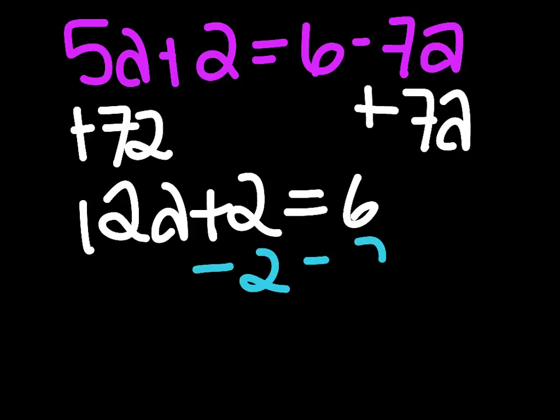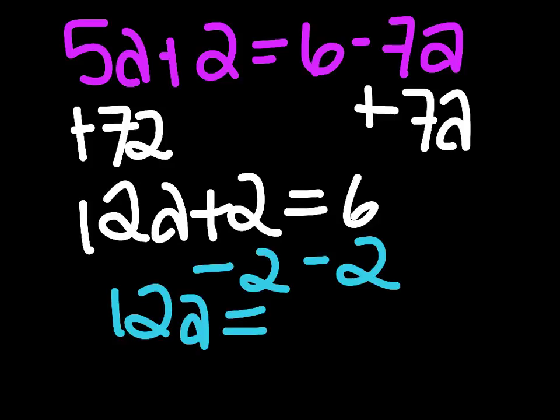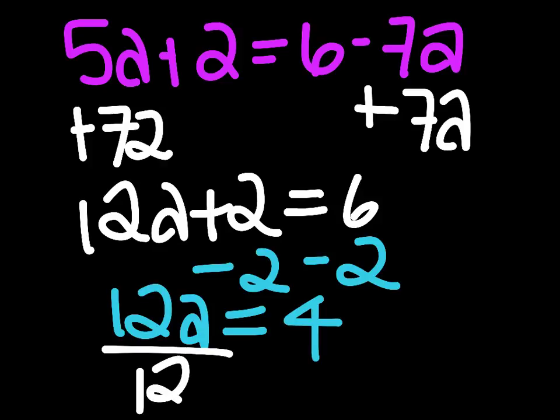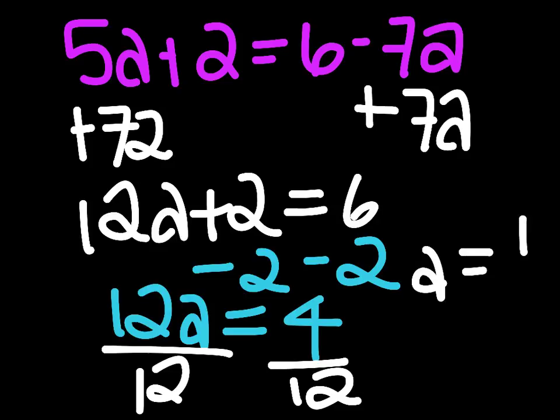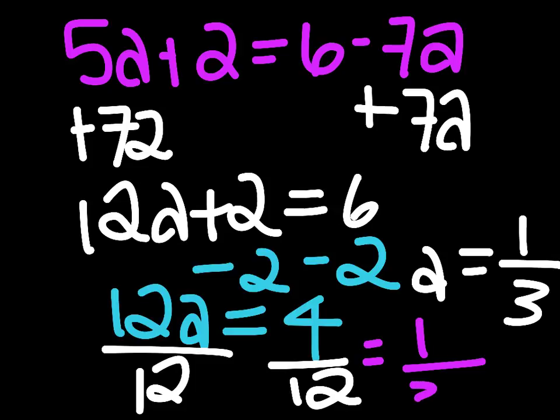Subtract 2, 12a equals 4. Divide by 12, divide by 12. A equals 1 over 3. Because you just bring it down, so 4 over 4 equals 1, and 4 goes into 12 3 times. Understand? That way. So that's your answer. Hopefully you got it right.